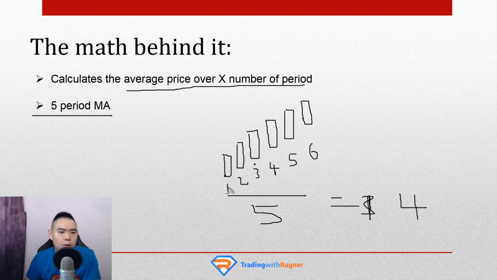Now you might be wondering, hey Rayner, what about this first candle number 1? Well, we'll ignore it because we are calculating the 5-period moving average. We are just looking at the 5 most recent candles. So in this case, we have 6 candles over here. We will ignore the oldest one. So these are the 5 most recent candles from here all the way to here. So again, we just calculate the average of 2 plus 3 plus 4 plus 5 plus 6, divide by 5, and you'll get $4.